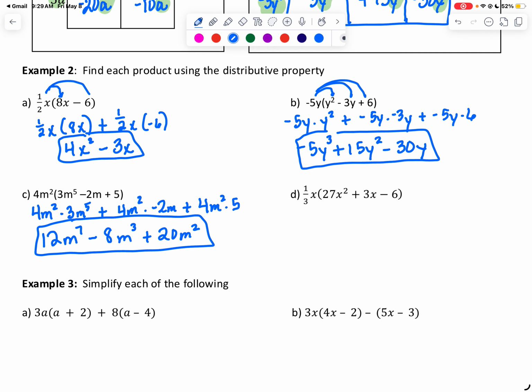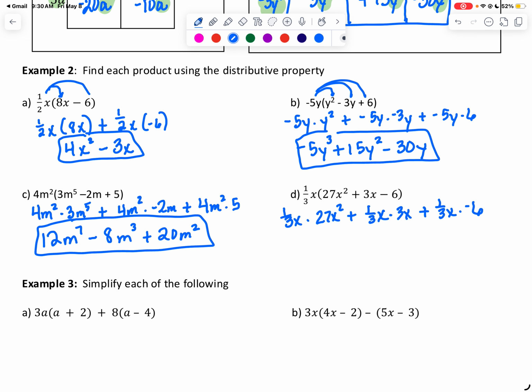All right, in problem D, we have 1/3 x times the quantity 27x squared plus 3x minus 6. So I'm going to take my monomial 1/3 x, and I'm going to multiply it first by 27x squared. Then I'm going to take 1/3 x and multiply it by 3x. And then I'm going to take 1/3 x and multiply it by negative 6.